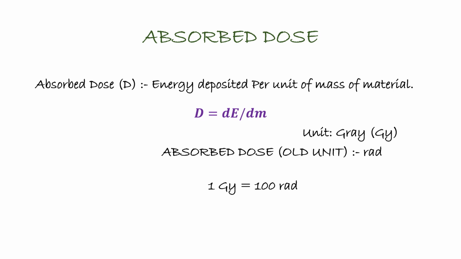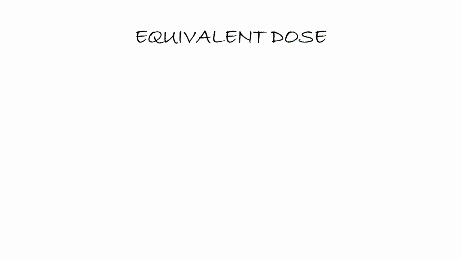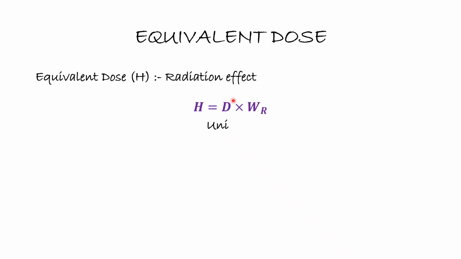But is absorbed dose enough to understand the risks? No. Let's go further. Now we move toward equivalent dose. What does it mean? See, all types of radiation do not have the same behavior. Different types of radiation cause different damage. That means 1 Gray of X-ray is not equal to 1 Gray of alpha, because all kinds of radiation have different radiation weighting factors. So the equivalent dose depends on the weighting factor of the radiation.